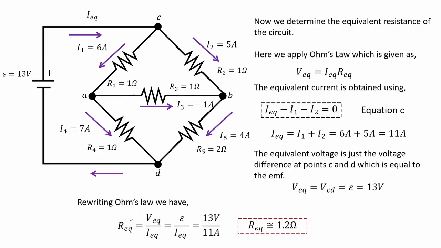Now we determine the equivalent resistance of the circuit. Here we apply Ohm's law, which is given here. But first we obtain the equivalent current using equation C, which gives us an equivalent current of 11 amperes. The equivalent voltage is just the voltage difference at points C and D, which is equal to the EMF, which is 13 volts. Now we substitute this into Ohm's law, and we get the equivalent resistance of the circuit is about 1.2 ohms.